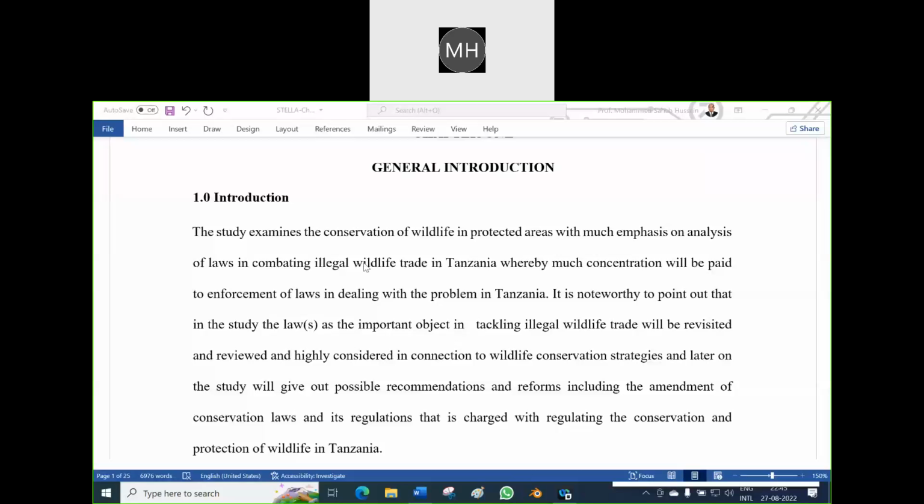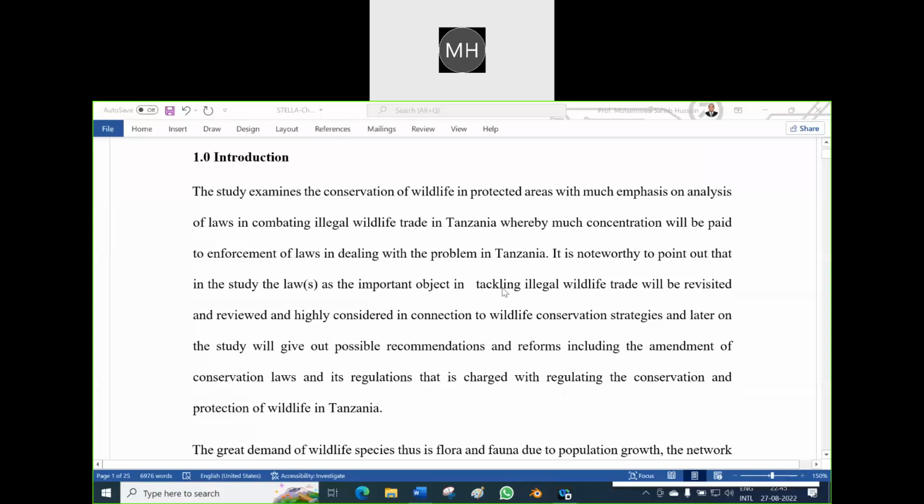So when the subject is third person singular, the verb should end accordingly. Here, "examines the conservation of wildlife in protected areas" is well and good, as is the law combating illegal wildlife trade in Tanzania, with consideration paid to enforcement of the law. But in the introduction, what should the components be? I already gave you what the components of the introduction should be. Why are you writing this?